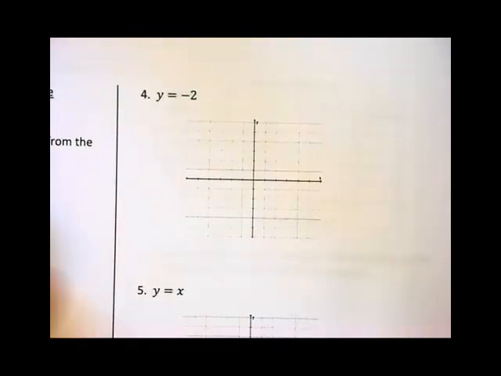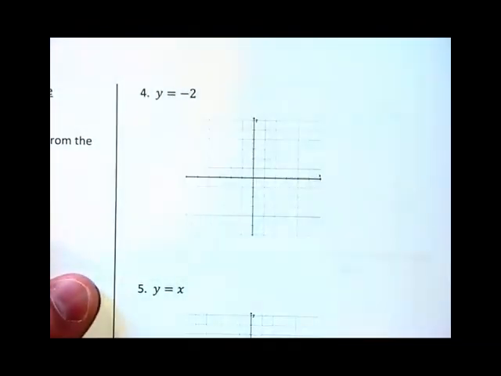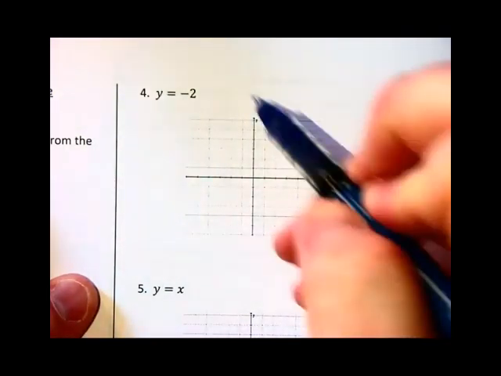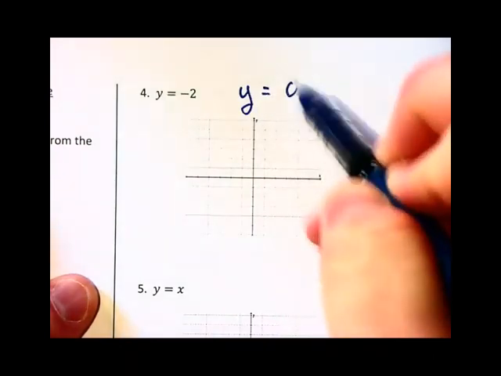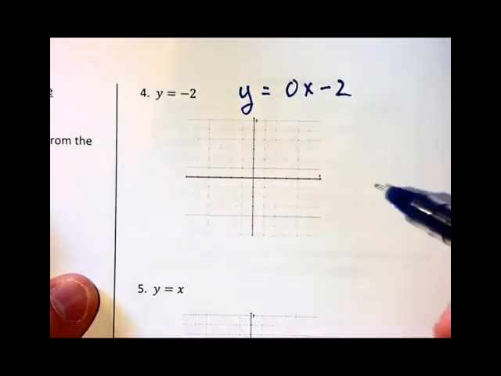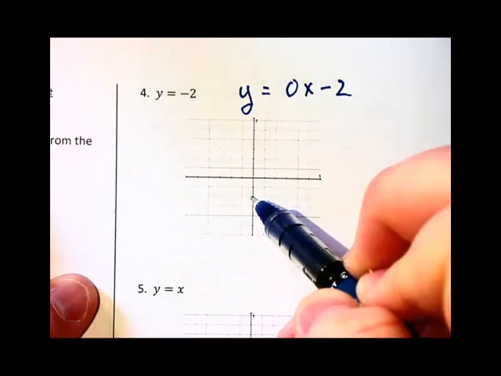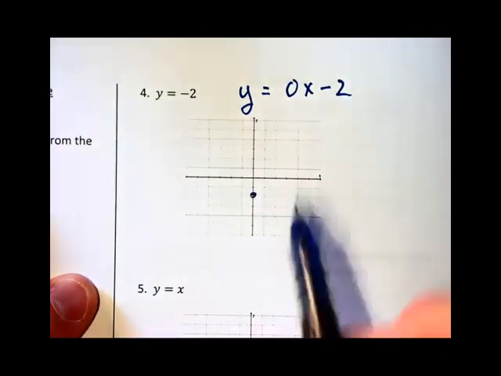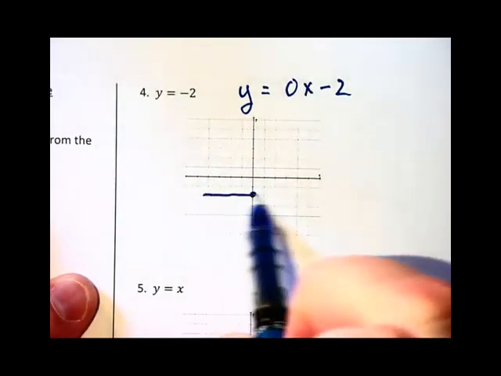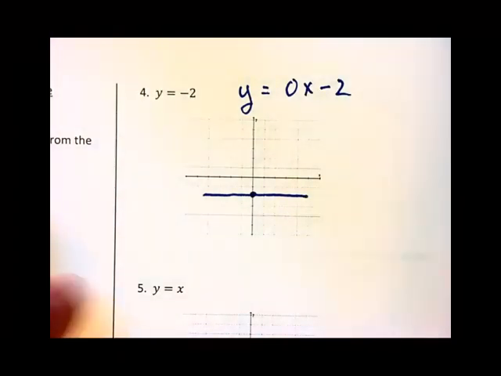Problem number 4. y equals -2. Now before we learned that we had a horizontal line whenever we had y equals. I'm going to show you that we could think of this as y equals 0x minus 2. And that way we'd have a y-intercept of -2, and since the slope is 0, it's a horizontal line running parallel to the x-axis.